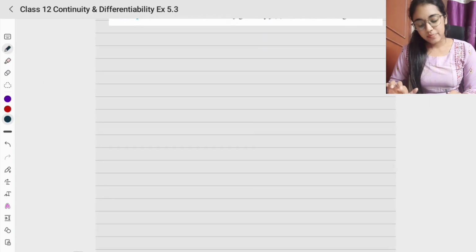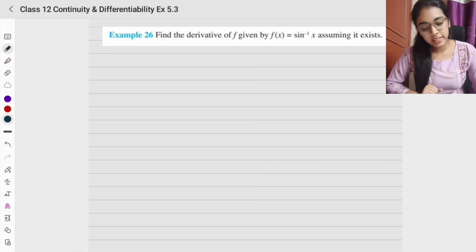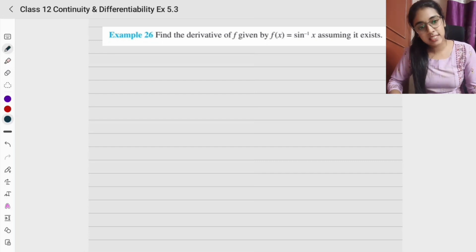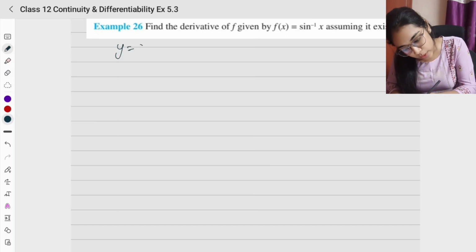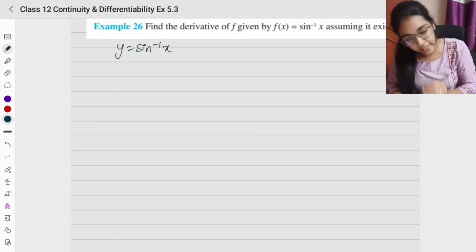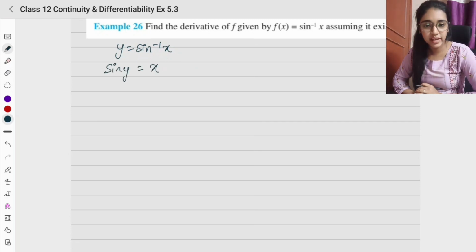Example 26. Here we are dealing with an inverse function. Find the derivative of the given function f of x is equal to sin inverse x. So I am going to rename this as y is equal to sin inverse of x. When I take sin on both sides, I'll have sin y is equal to x. Correct? So I have x is equal to sin y.